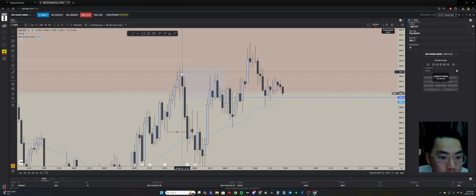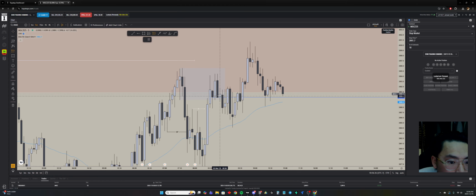So I actually got in on the 5-minute candle closure. I got in a little bit on this candle here, but it was pretty much this entry right here. I did 40 tick stop loss, so right covering the structure. And we were able to achieve a 1-to-1.